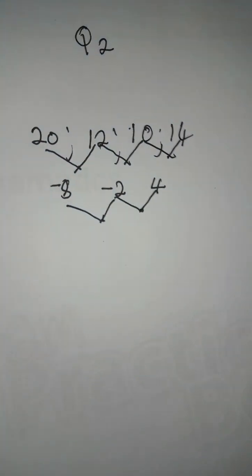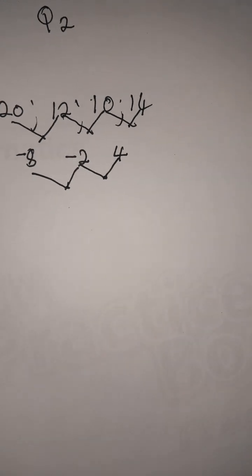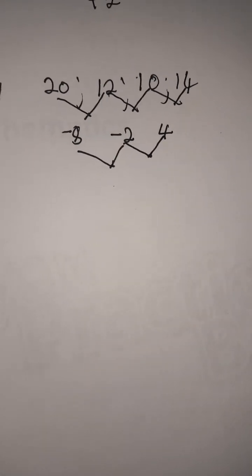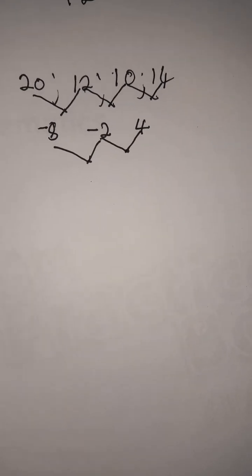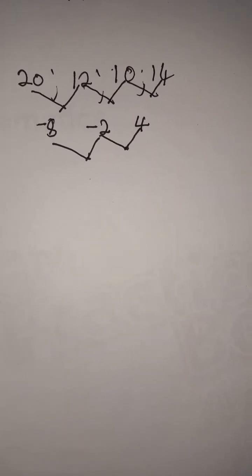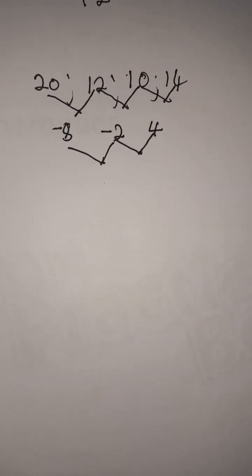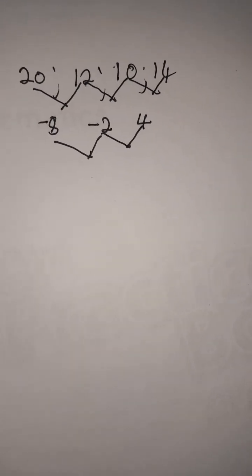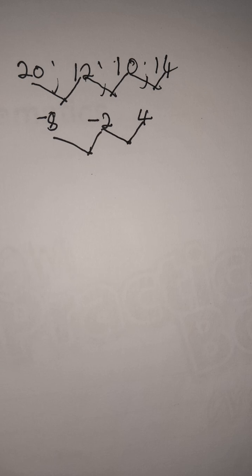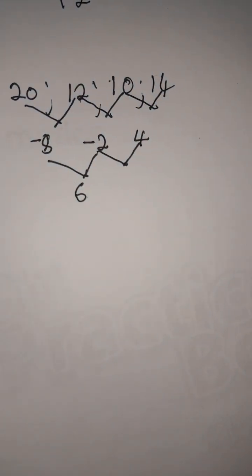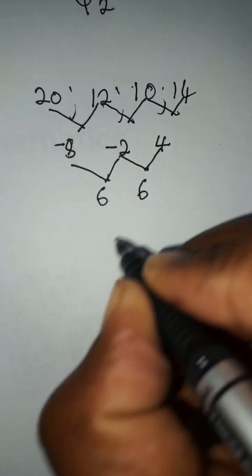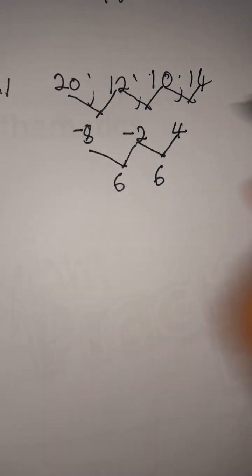Then we have the second difference. Remember, the second difference is always constant, and the first difference forms a linear pattern in a quadratic pattern. So let's find the difference: negative 2 minus negative 8. Negative and negative will be positive, so negative 2 plus 8 is positive 6. Similarly, 4 minus negative 2 is positive 6. This is our second difference.